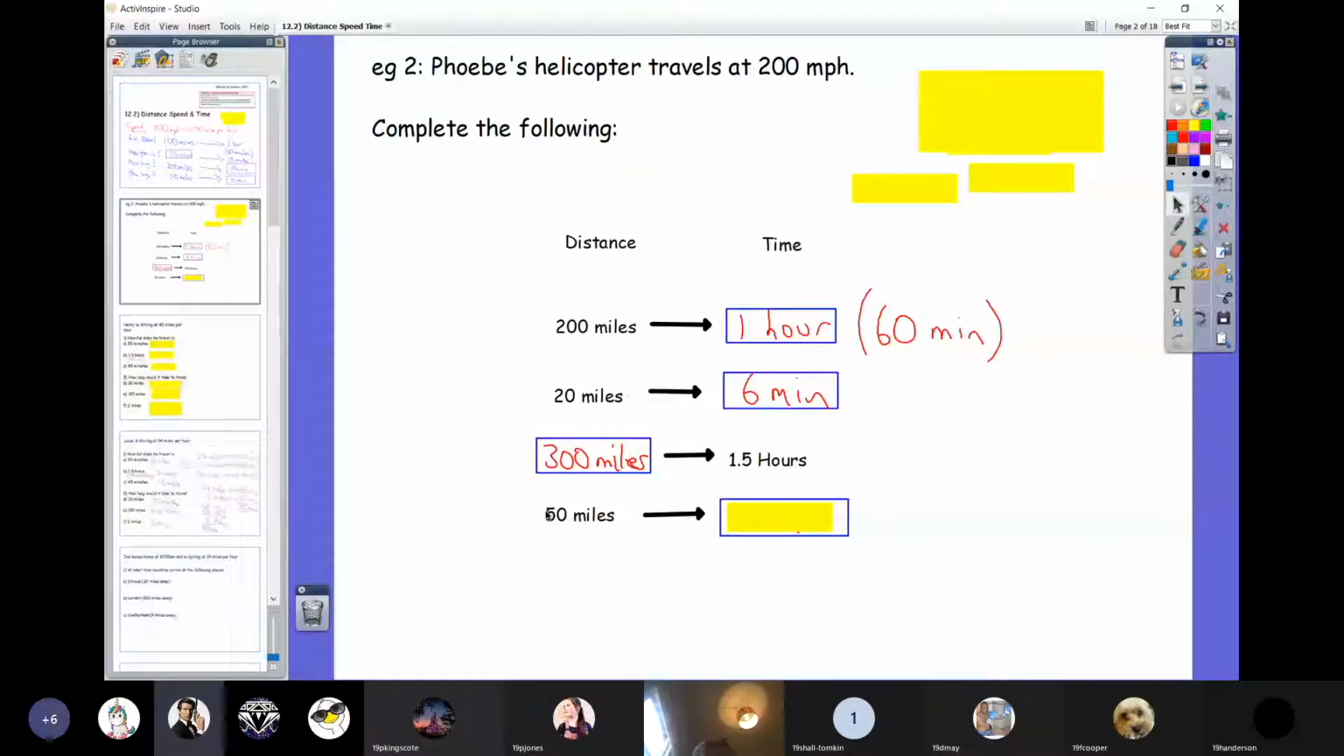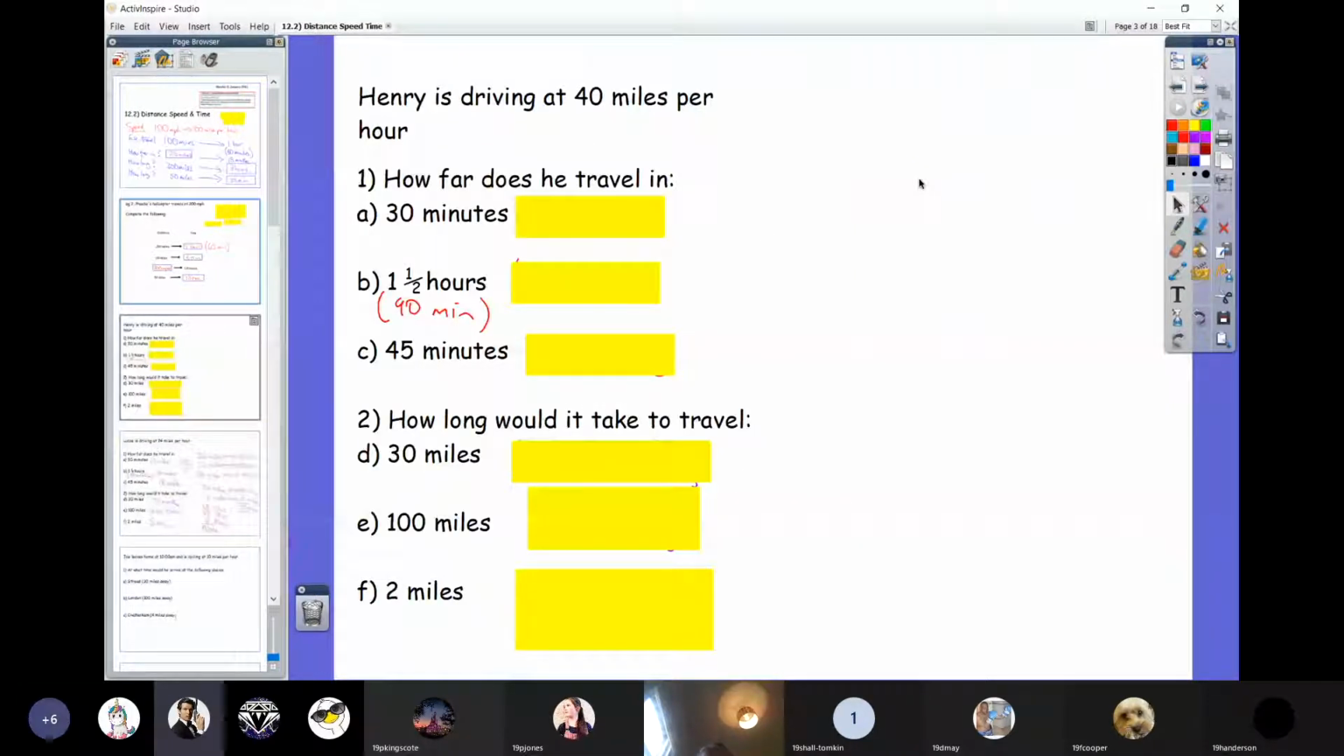So that's all we're doing here, guys. I think we'll do one more example, perhaps. So who have we got next? We've got Henry. Don't mind which Henry. He's driving at 40 miles per hour. So Henry is a very cautious driver. Very sensible. So he goes 40 miles in 60 minutes. So how far would he travel in 30 minutes? Well, that's obviously half an hour, half the distance. That would be 20 miles.